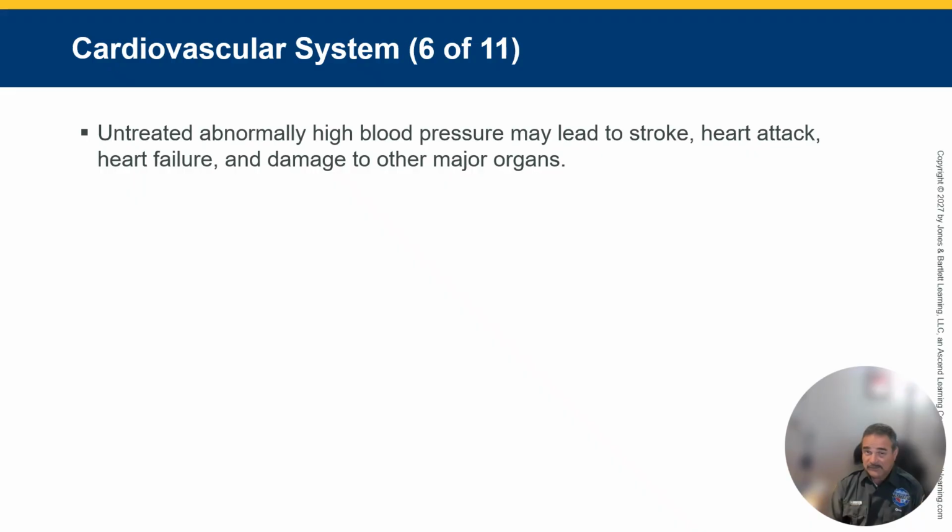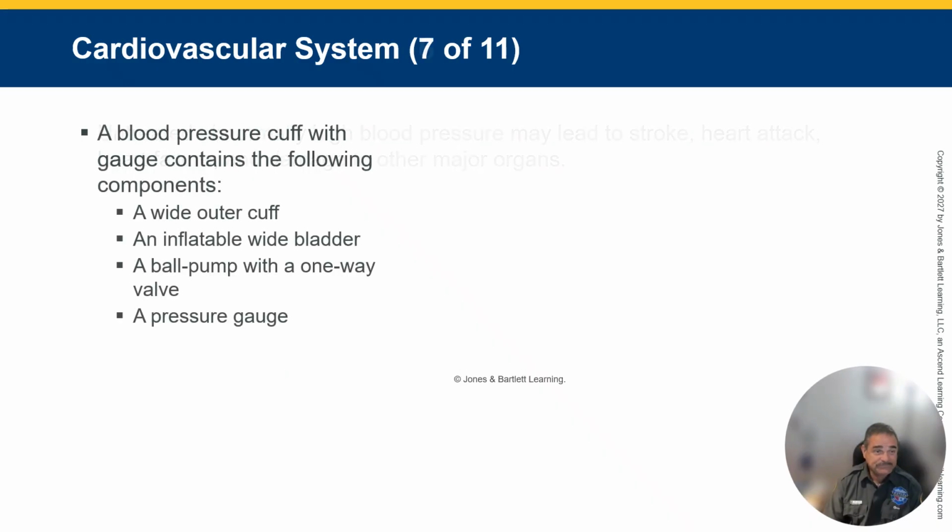Untreated abnormally high blood pressure can lead to stroke, heart attack, heart failure, or damage to the heart itself or other major organs. If somebody says, I've been living with hypertension and not taking medicine, that's a problem. Your patient, if they're experiencing chest pain, could have some significant event if they haven't been managing their hypertension, or if they have paralysis or paresthesia, slurred speech, droopy face, all that kind of stuff. They could be having a stroke. So very important to recognize those symptoms.